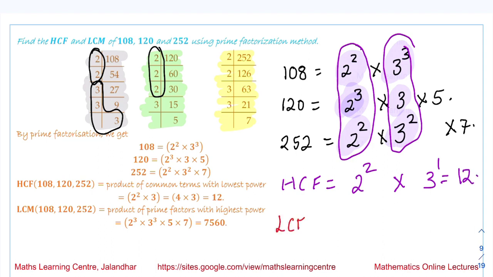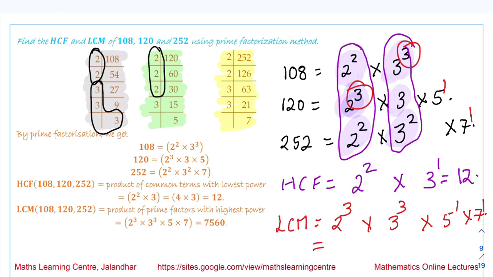Next is LCM. For LCM we have the factors 2, 3, 5 and 7. The highest power of 2 we have is 3. The highest power of 3 that we have is 3. The highest power of 5 is 1. The highest power of 7 is 1. When you multiply these values, you get the answer 7560. So the LCM of these two numbers is 7560, and the HCF of these two numbers is 12.